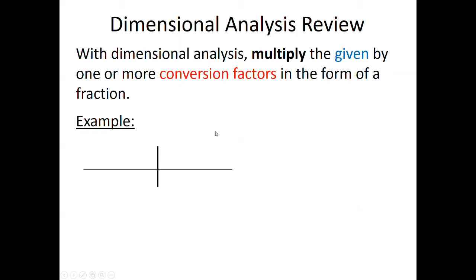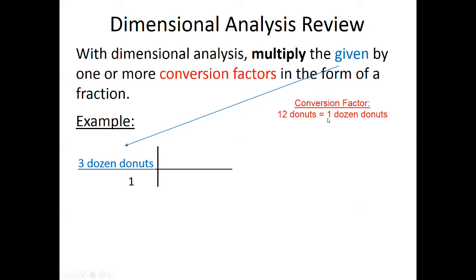So let's go ahead and do a different example for now. Let's say I asked you how many donuts are in 3 dozen donuts. Well, if your conversion factor is 1 dozen donuts equals 12 donuts, in your dimensional analysis your given is always going to go first, and you're going to multiply that by your conversion factor. Remember, what you're looking for, or what you've been asked to find, always goes on top. In this case, I'm looking for how many donuts.